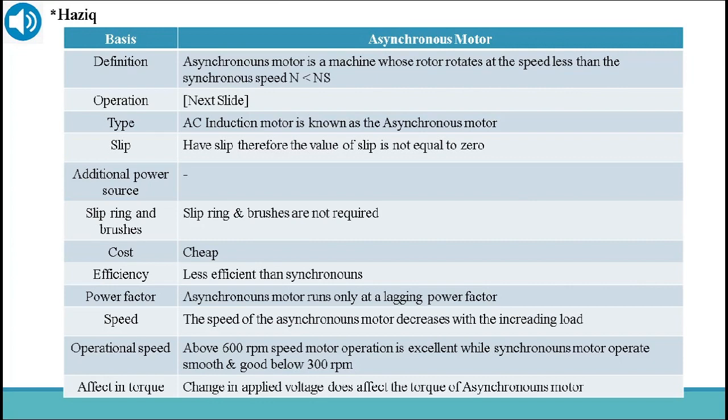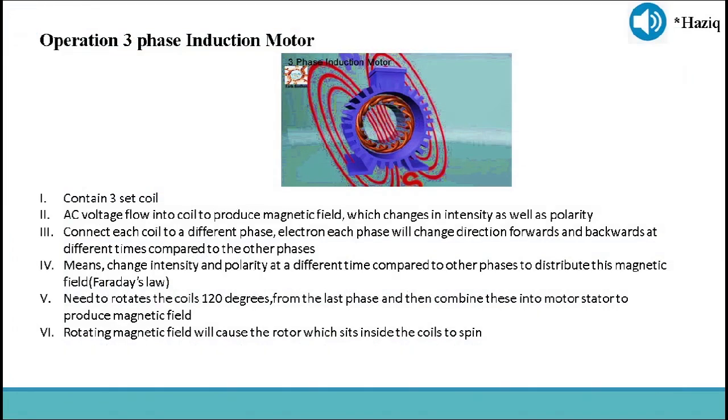In the synchronous motor, more load will decrease the torque of the motor, and also the speed. For operational speed, above 600 rpm the asynchronous motor operation is excellent, while the synchronous motor operates smoothly and well below 300 rotations per minute.